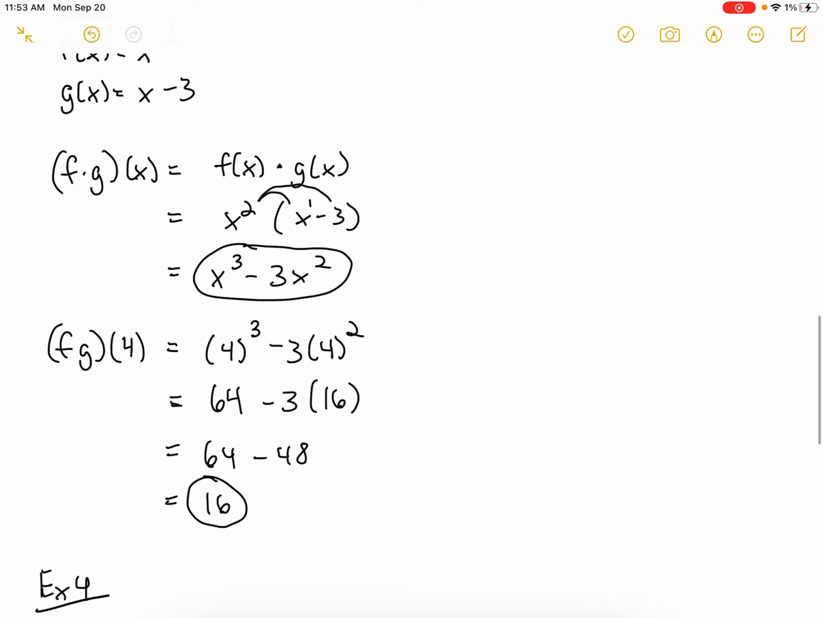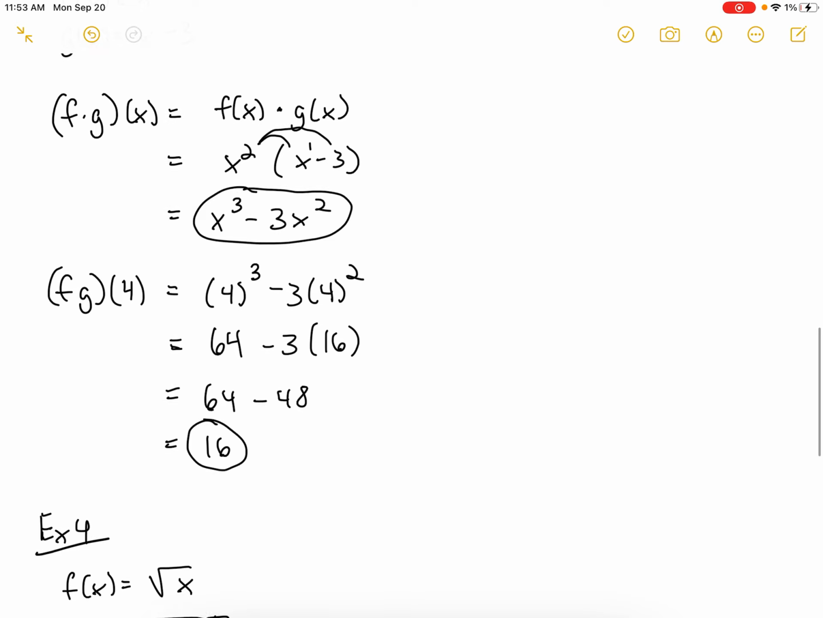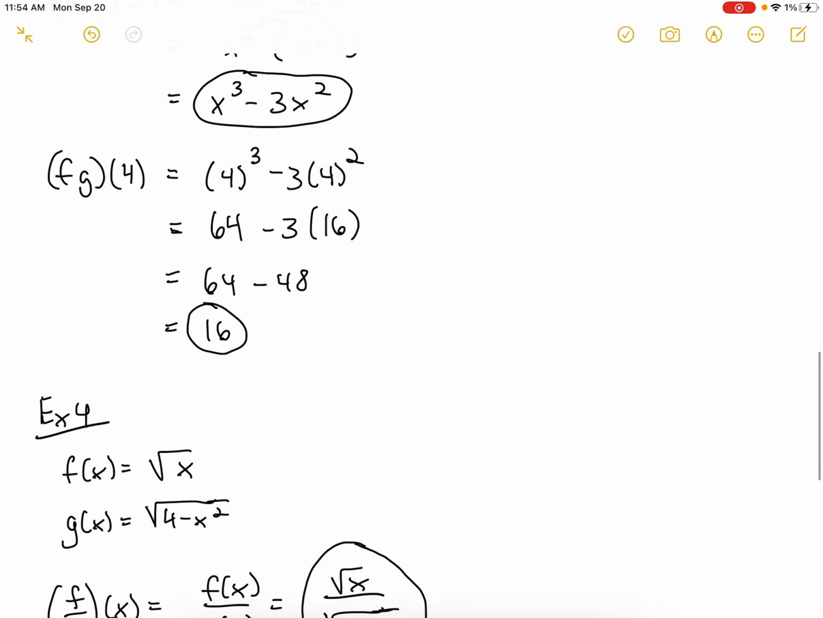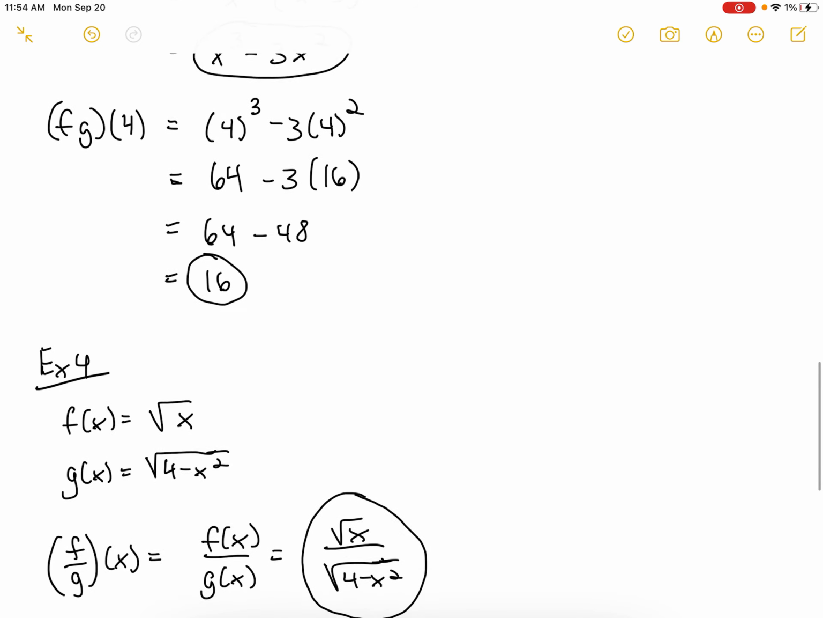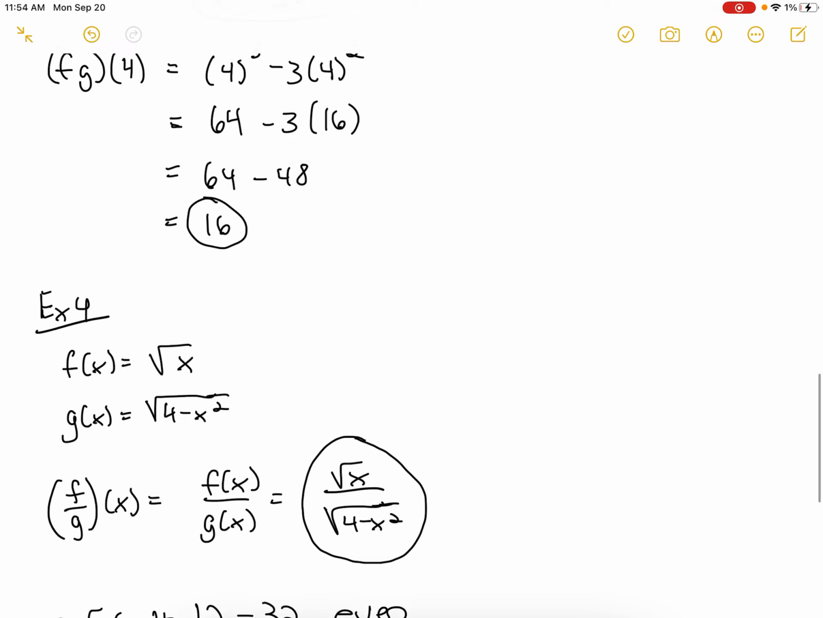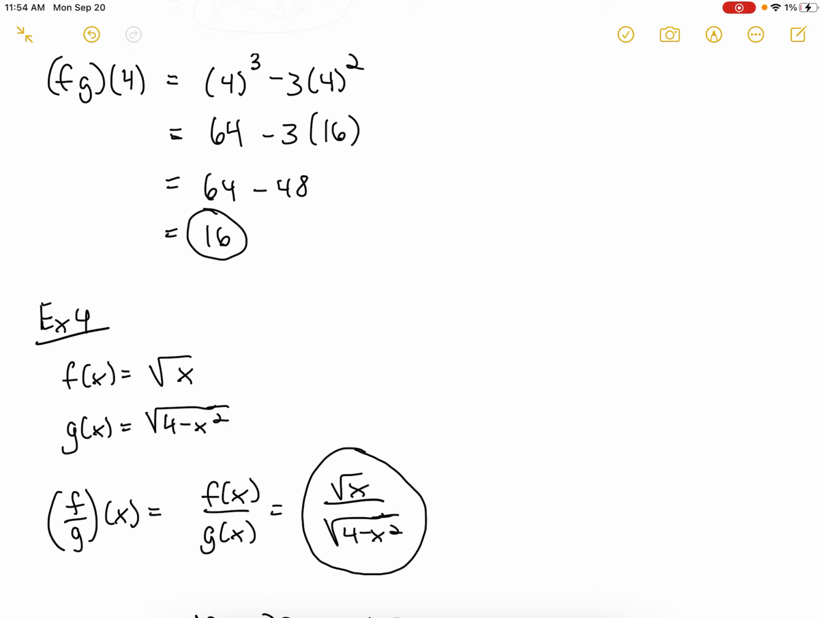Alright, and then the example 4, they want you to find the quotient, or we're just dividing. Find f divided by g of x, which is f of x divided by g of x. And there's really no work to be done on these when we're dividing. So just leave your answer like that. And they want you to find the domain of the quotient ones. Don't worry about finding the domain.